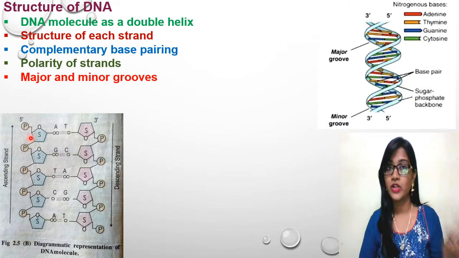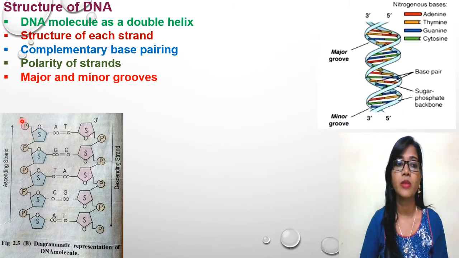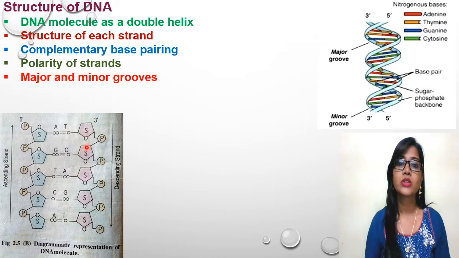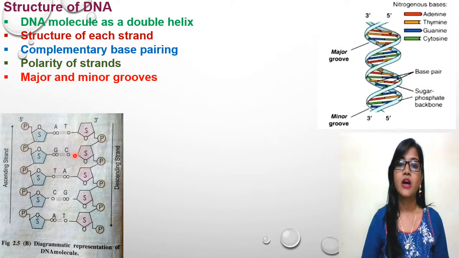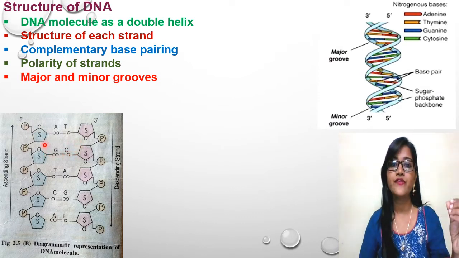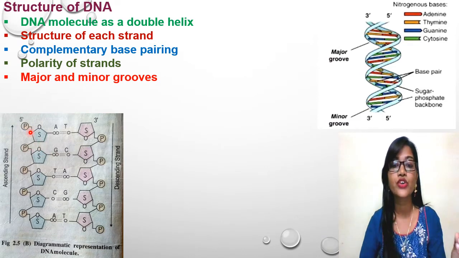If you observe, I have already mentioned it. This is the fifth carbon of the sugar of the one strand. This is the third carbon position of the sugar. So it's because of that. Here we are talking about the carbon position of the sugar which is present in that strand. At the 5' end, there is a free phosphate group, while at the 3' end, there is a free hydroxyl group, or free OH group.